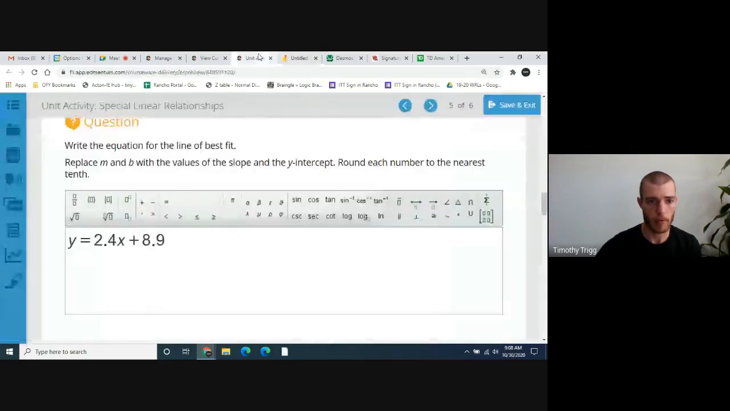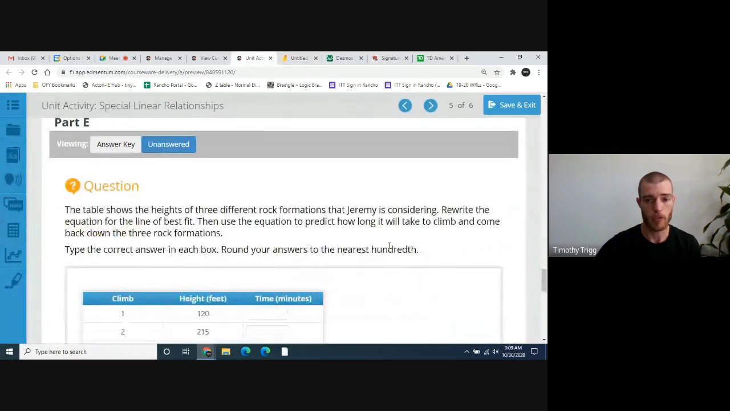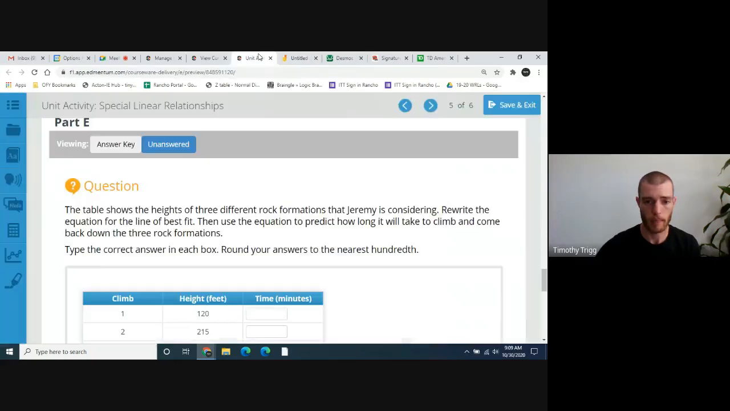Let's see, they round to the nearest tenth, I think. To the nearest hundredth. So that's 2 decimal places. So 0.29. And again, yours will be a little bit different, or possibly a lot different. 46.29.